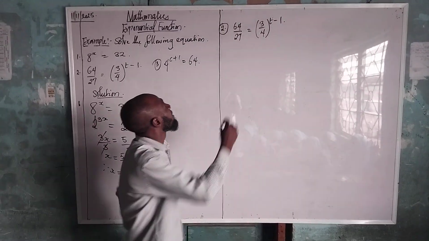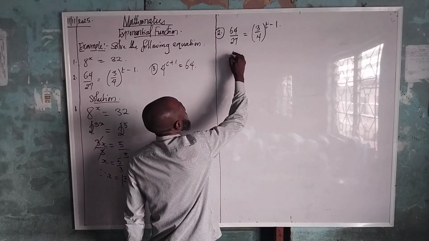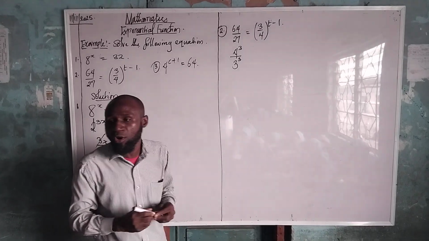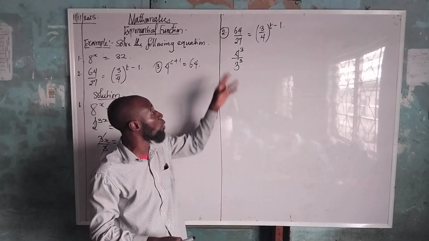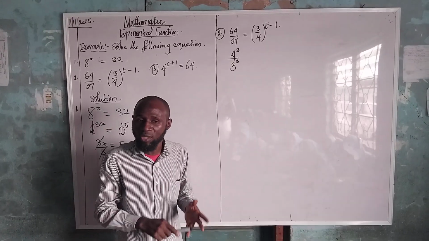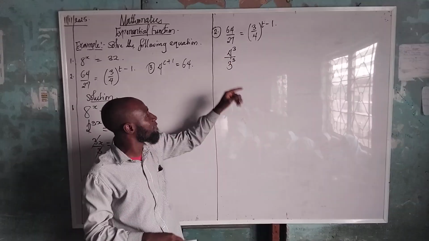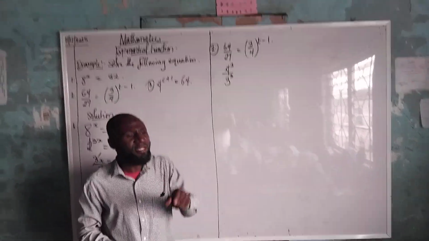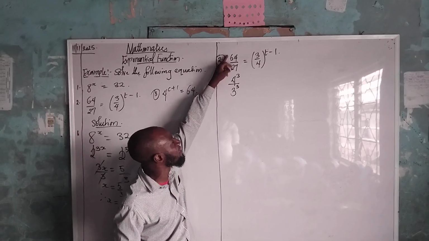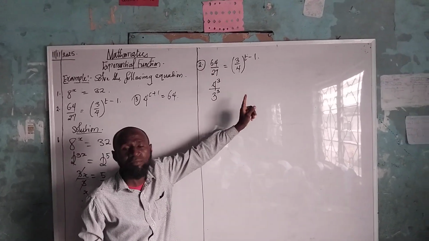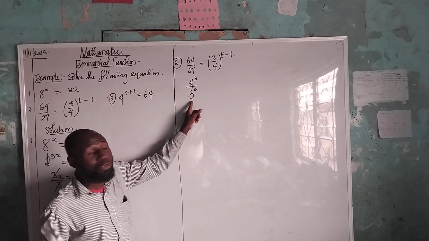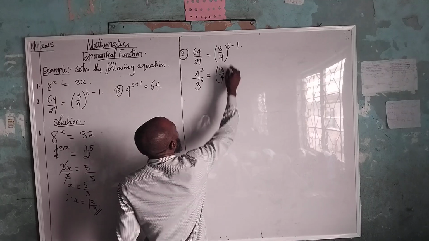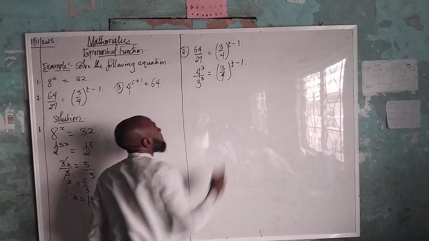What do we do? This 64 is the same thing as writing 4 raised to the power of 3, over 3 raised to the power of 3. Why? Because 4 times 4 times 4 will give us what? 64. 4 times 4 is 16, and 16 times 4 is 64. The same thing here. 3 times 3 is 9, and 9 times 3 is 27. So it means that instead of writing 64, I can represent it with 4 raised to the power 3. Instead of writing 27, I can represent it with 3 raised to the power 3. So which equals 3 over 4 all raised to the power of T minus 1.